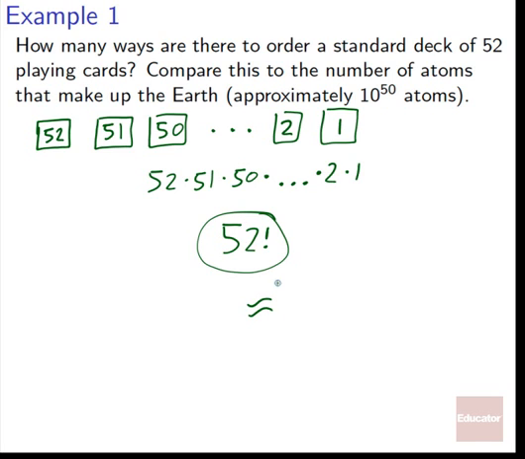That comes out to be approximately 8 times 10 to the 67 ways to order your deck. Now notice, the Earth is made up of approximately 10 to the 50th atoms, whereas all of the ways that we can order a deck of 52 cards is 8 times 10 to the 67th ways. That is a massive amount more. If we were to divide the number of ways that you can order that deck by the size of the Earth in atoms, that would leave us with around 8 times 10 to the 17th ways, which means that the number of atoms in Earth is approximately 1 millionth of the number of ways that you can order a deck of cards.